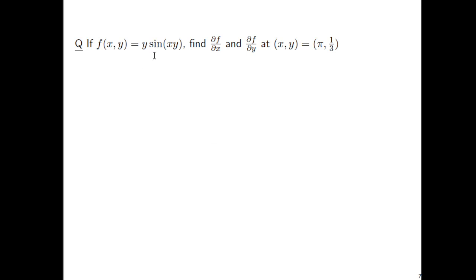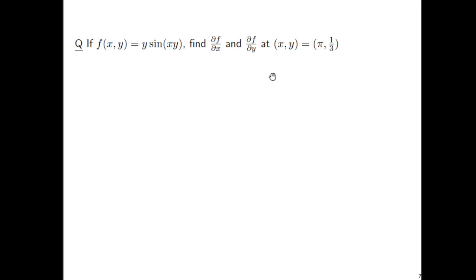Okay, let's look at a new function and do the same process. f of x comma y equals y times sine of x times y. We'll find the partial derivative with respect to x and the partial derivative with respect to y.